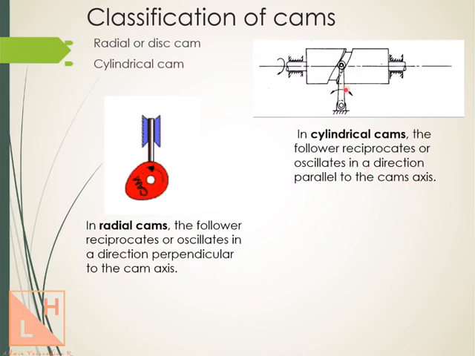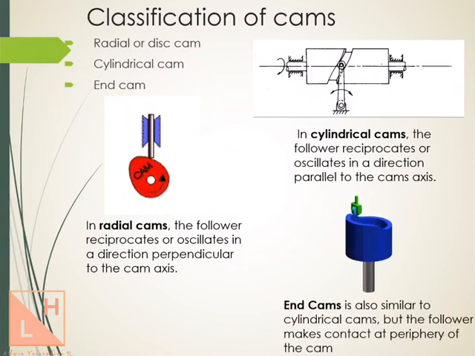So we see here in this example, the follower will oscillate in this direction, which is the front plane, and we see that the axis of the cylinder is also in the front plane. So the motion of the follower and the axis of the cam are parallel to each other. If it is perpendicular, then it is called radial cam. If it is parallel, then it is called cylindrical cam. And the third type is called end cam.